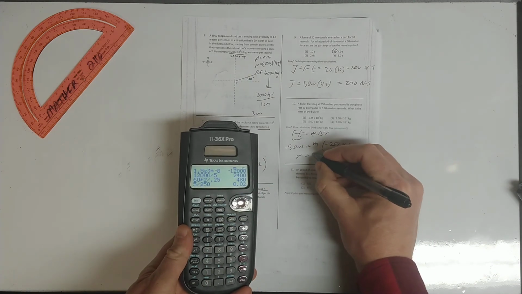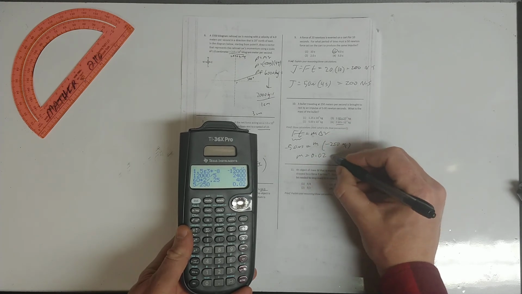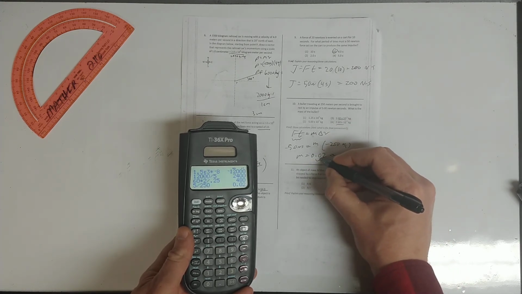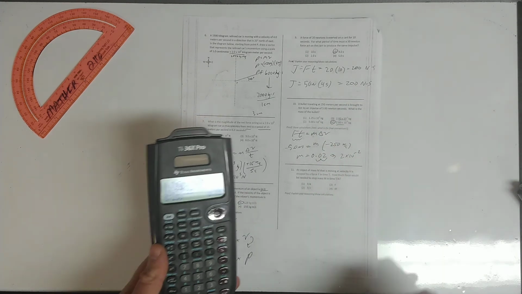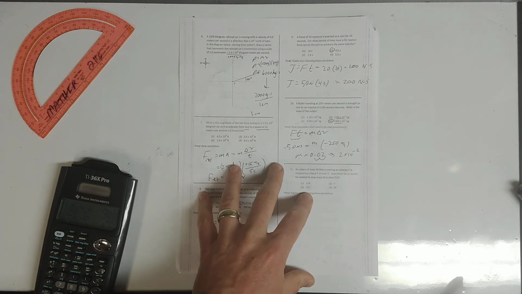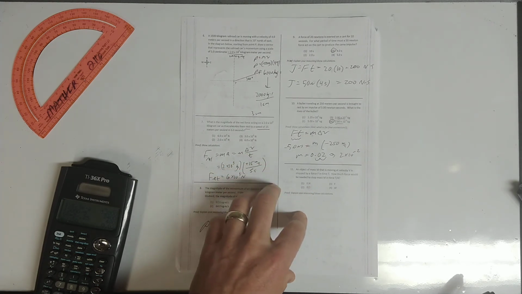Or 0.02. All right, so we got to figure out which one of these that is. So let's write this in scientific notation. 1, 2, 2 times 10 to the negative 2. Bam, it's 4.